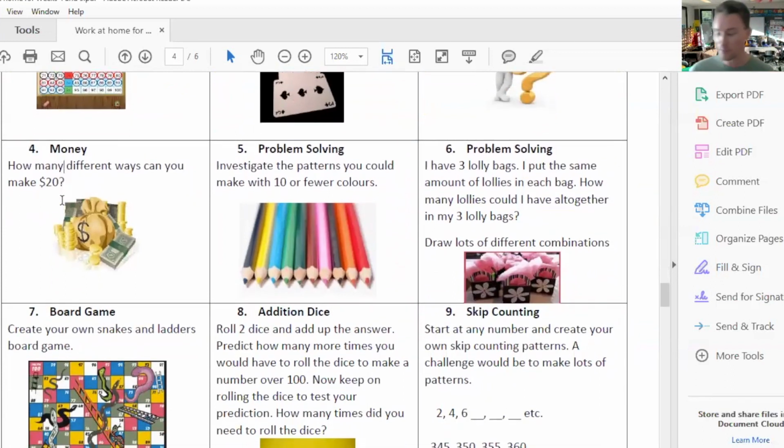In my book, I'm going to make a heading for money, and I'm going to write down the date, which is written on your timetable that your teacher sends you every day. And here's the question: How many different ways can you make $20? What different coins, what different notes can you use? Can you use some coins and some notes? Lots of different things to think about with this lesson.